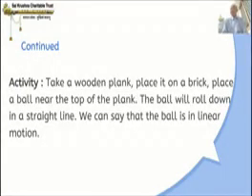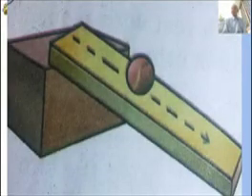Now here is the activity. Take a wooden plank, place it on a brick, place a ball near the top of the plank. The ball will roll down in a straight line. We can say that the ball is in linear motion.